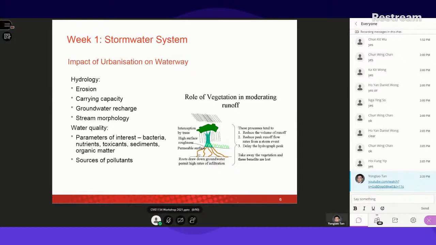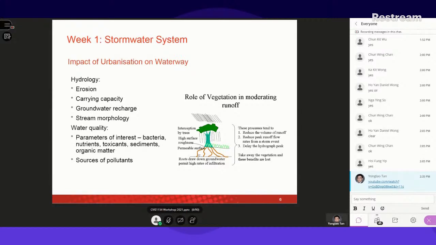So the next one is about water quality. Actually, the post-development areas, normally impervious areas, have different kinds of pollutants, such as bacteria, nutrients, toxicants, sediments, organic matter, etc. in the runoff. And there are also many sources of the pollutants.